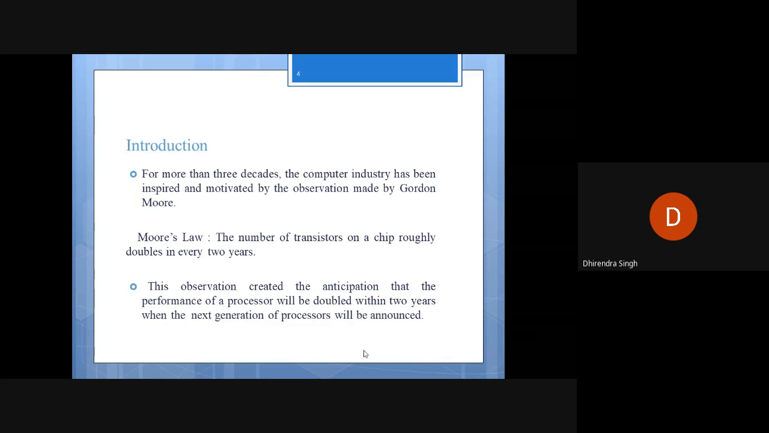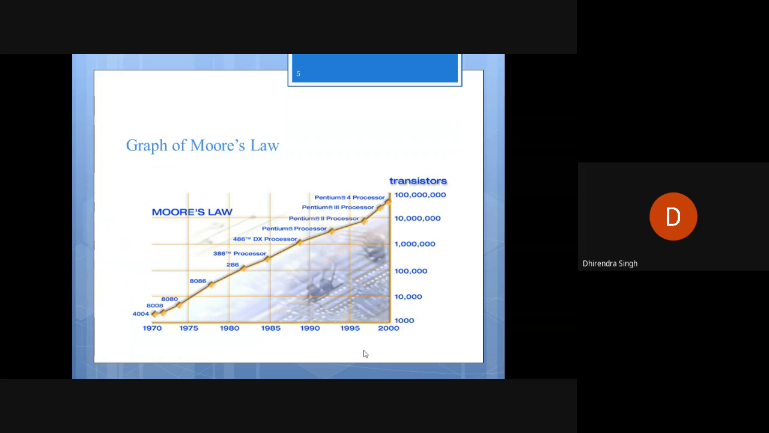That concept held true for nearly 30 years. If you see this graph, from the initial 4004 processor to the Pentium 4 processor, that concept was followed. Every 2 years, the total count of transistors inside a single processor chip was doubled, and accordingly their processing speed increased. But after that, what happened?